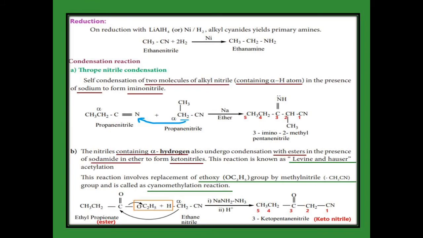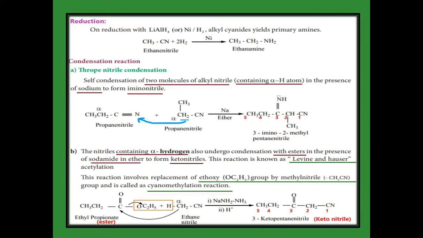Then one of the hydrogens goes to the nitrogen of another propionitrile. Afterward, we join these 2 propionitrile molecules in the presence of sodium, and we get an iminonitrile. See how many carbons are present: 5 carbons, which means pentane. In the second carbon there is a methyl, and in the third carbon C=NH is called imino. So it is 3-imino-2-methylpentane nitrile.